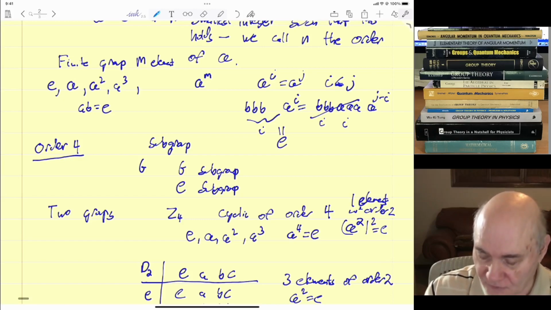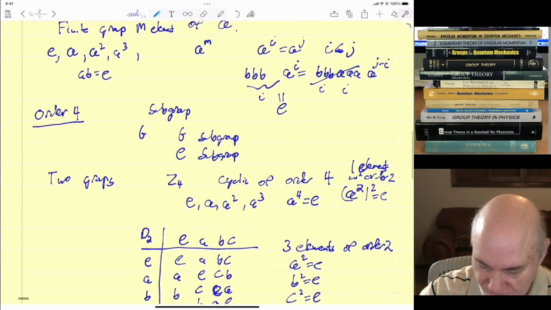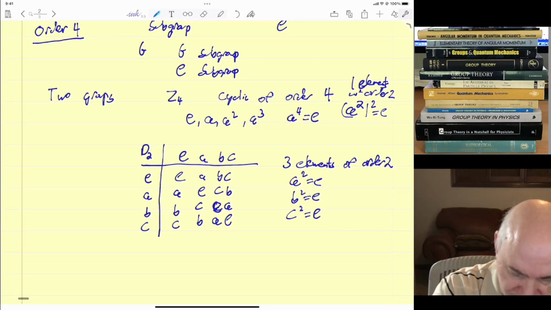If we were to take a cubed and square it, we'd get a to the 6th, and that ends up being equal to a squared, which is not e. A happens to be equal to a squared when we square it, and it's not equal to e. So there's only one element of order 2 in this group, and there's three elements of order 2 in the dihedral group. So this group is also a famous group, it's abelian, and it's sometimes denoted by V, and it's sometimes called Klein's 4 group.